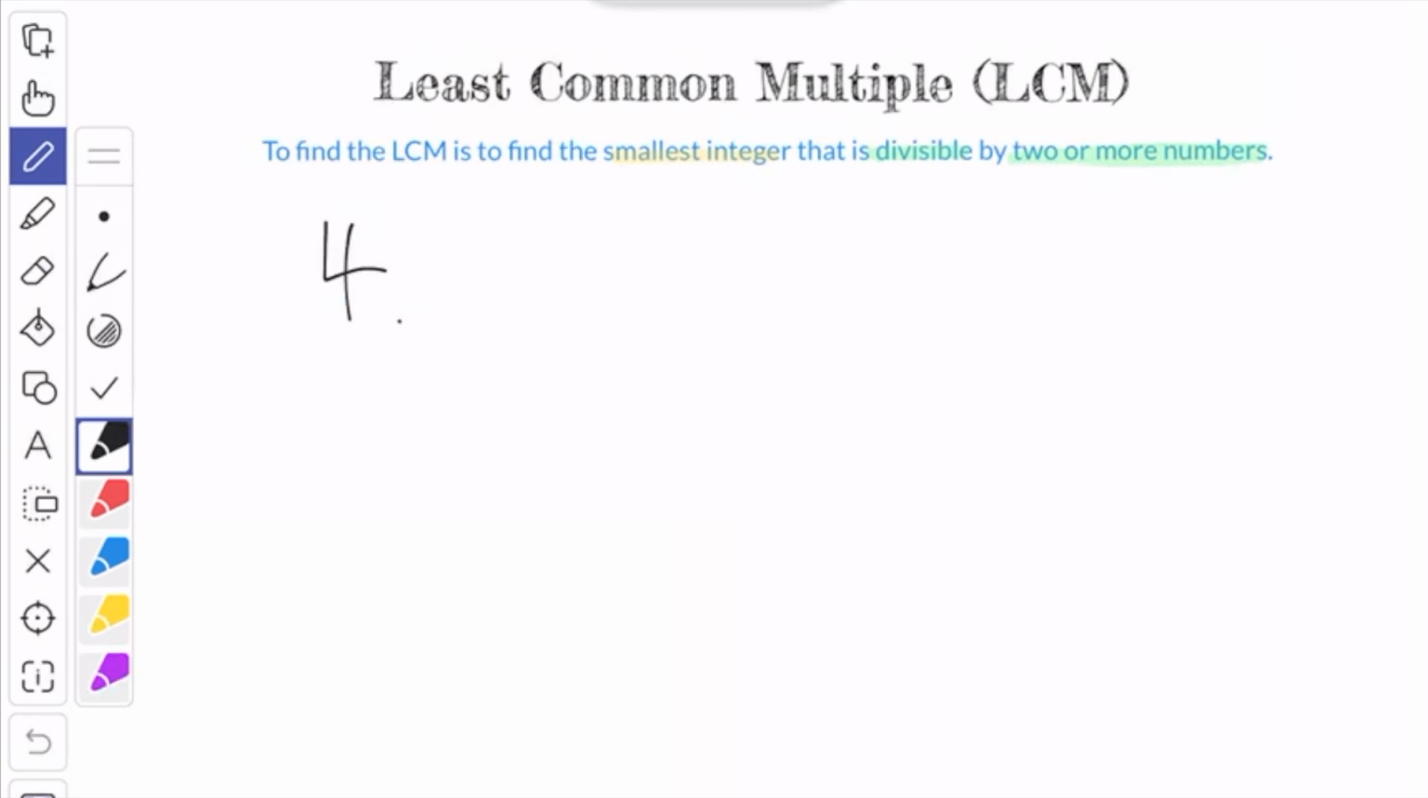I encourage you to pause and practice finding the least common multiple of 4 and 10. Press play when you're ready to review and check your answer.